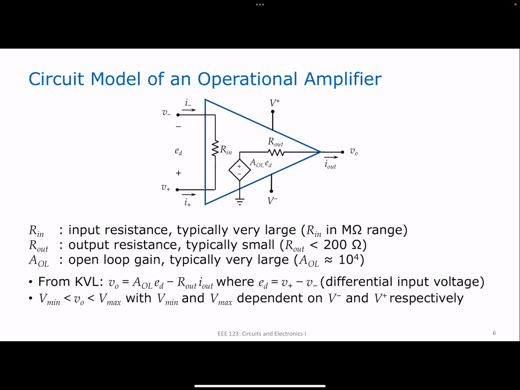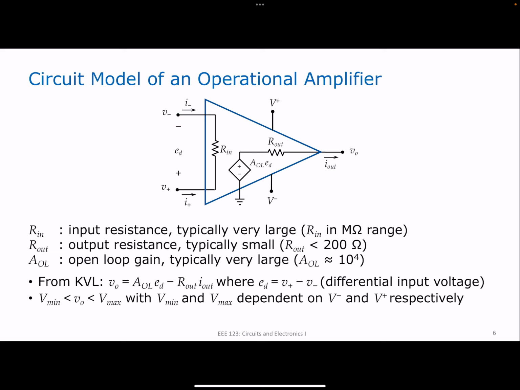This is the circuit model of an operational amplifier. The output of your operational amplifier, that is V sub O, is driven by a voltage-controlled voltage source. So this is your voltage-controlled voltage source. The voltage that controls this voltage source is the voltage between your non-inverting input and your inverting input. You call that E sub D. So E sub D is V plus minus V minus.